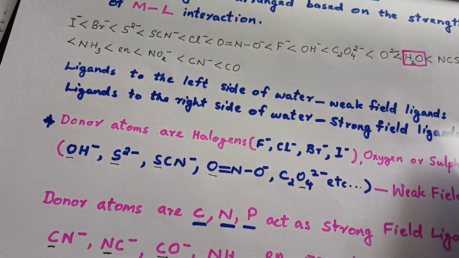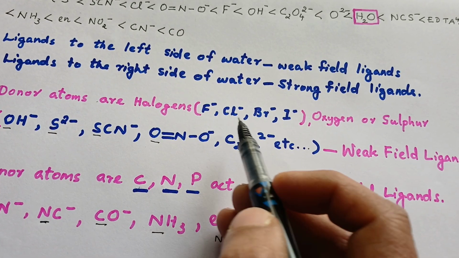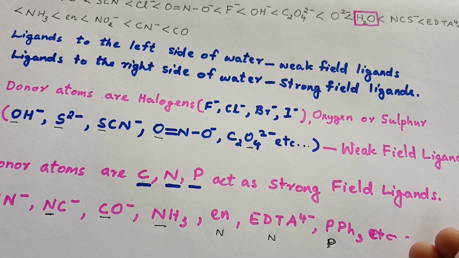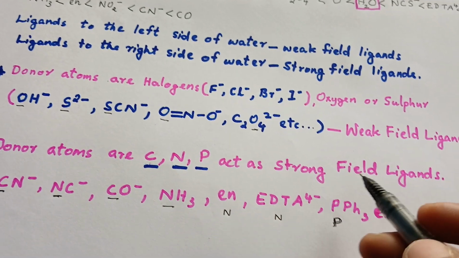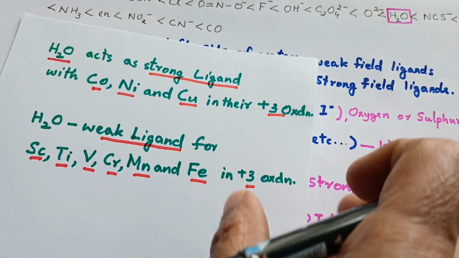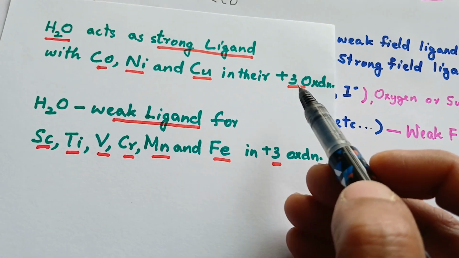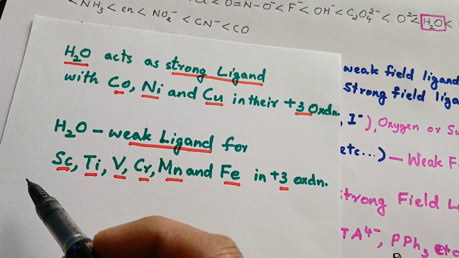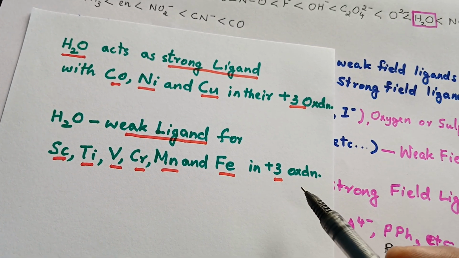So remember this. If the donor atoms in a ligand are fluoride and the halogens, oxygen or sulfur, then they belong to the weak field ligand category. And if the donor atoms of the ligands are carbon, nitrogen or phosphorus, then they act as strong field ligands. And water will be a strong field ligand with cobalt, nickel and copper in their +3 oxidation states, and acts as a weak field ligand for scandium, titanium, vanadium, chromium, manganese and iron in their +3 oxidation states.